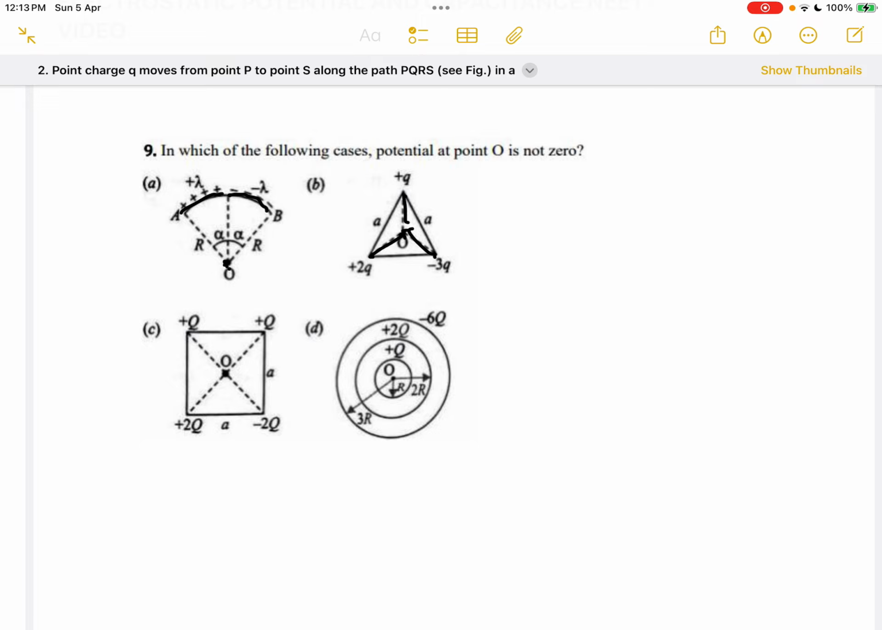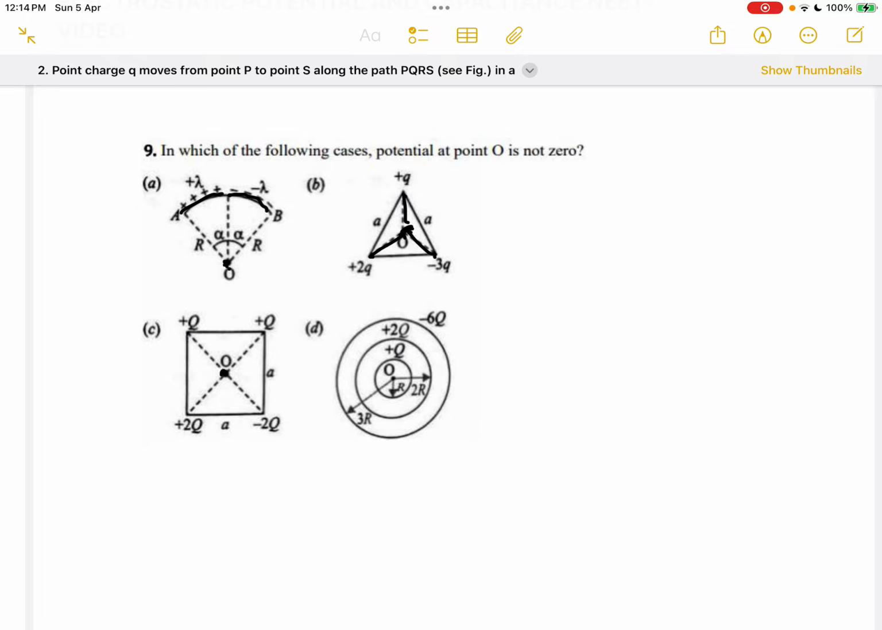So they would produce potential equal to V, meaning plus Q will produce a potential equal to V, minus 3Q will produce a potential at the center equal to minus 3V, and plus 2Q will produce a potential equal to plus 2V. So the total would be 0, and hence you can just say that the potential at the center is going to be 0.